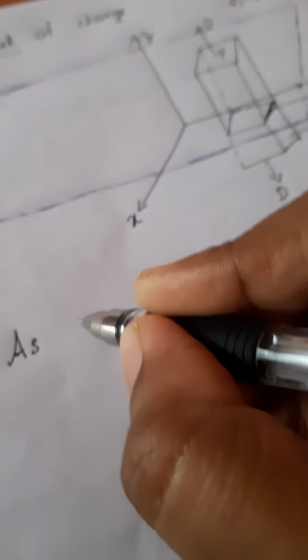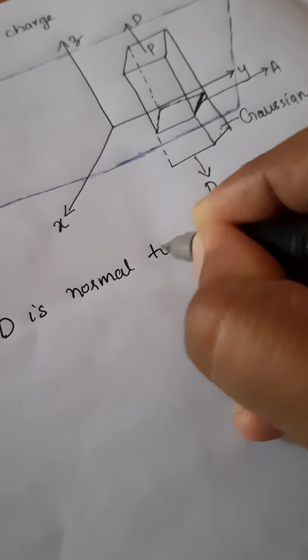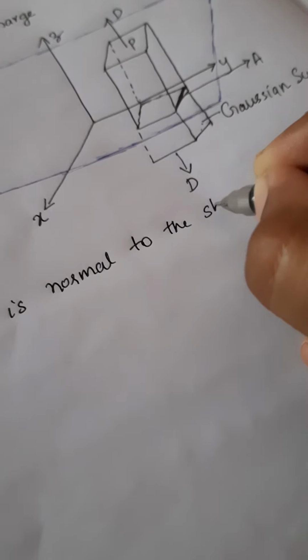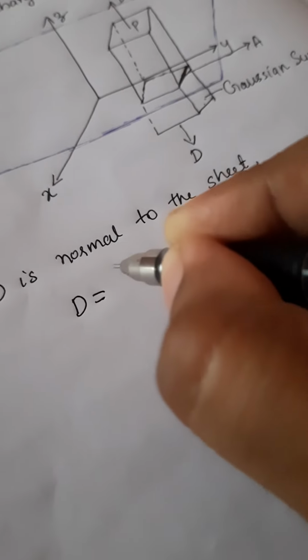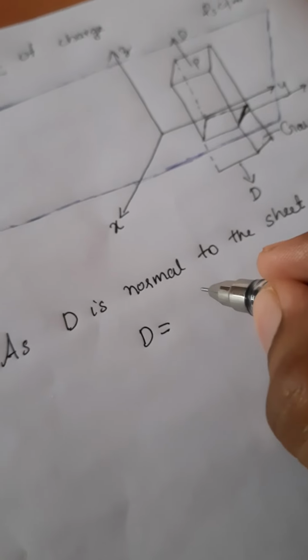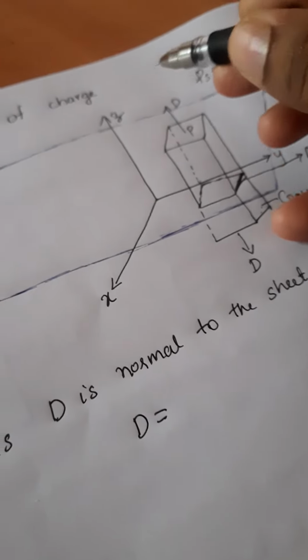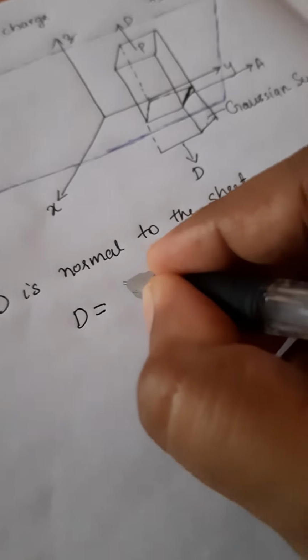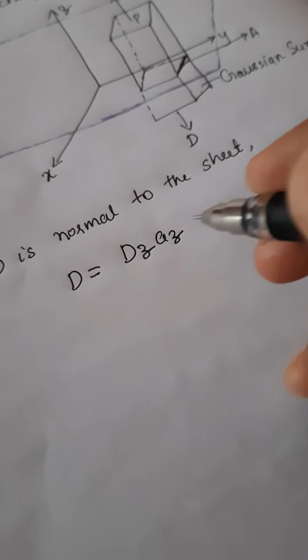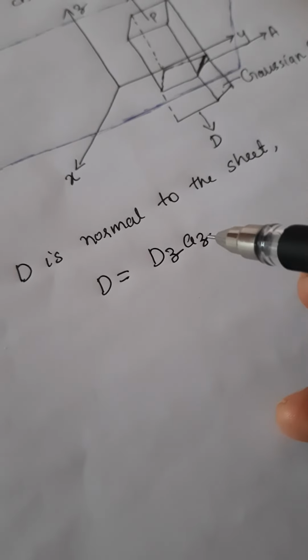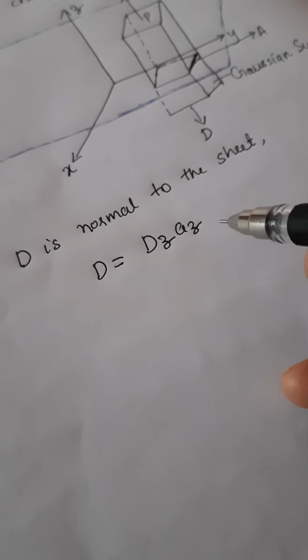So we can write D is normal to the sheet, that is D will be equal to the normal component of the flux density, which is available along the AZ direction. So this D will be equal to the normal component of the flux density along the AZ direction. So we can write D is equal to Dz AZ.